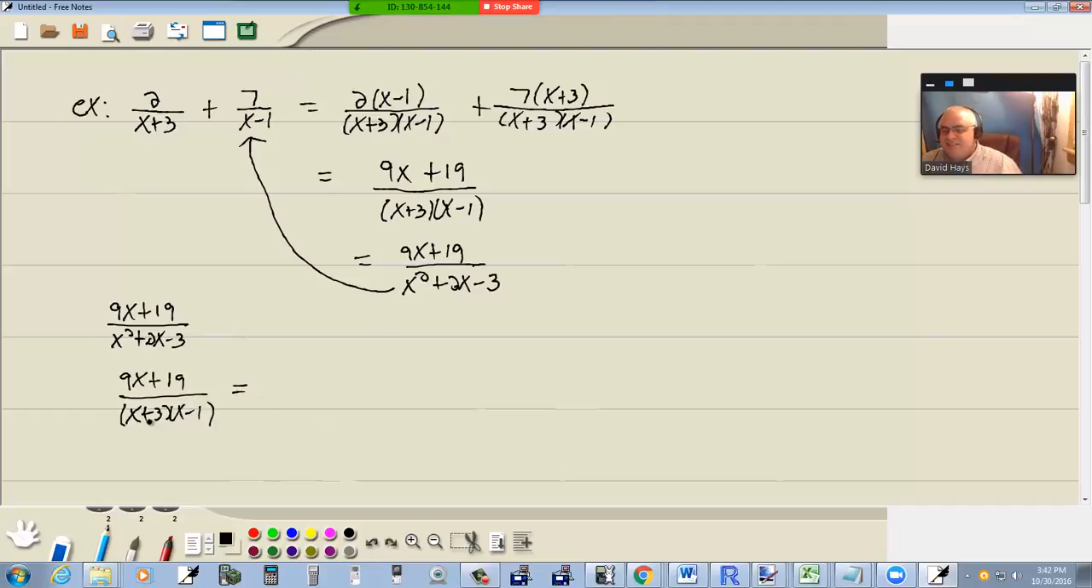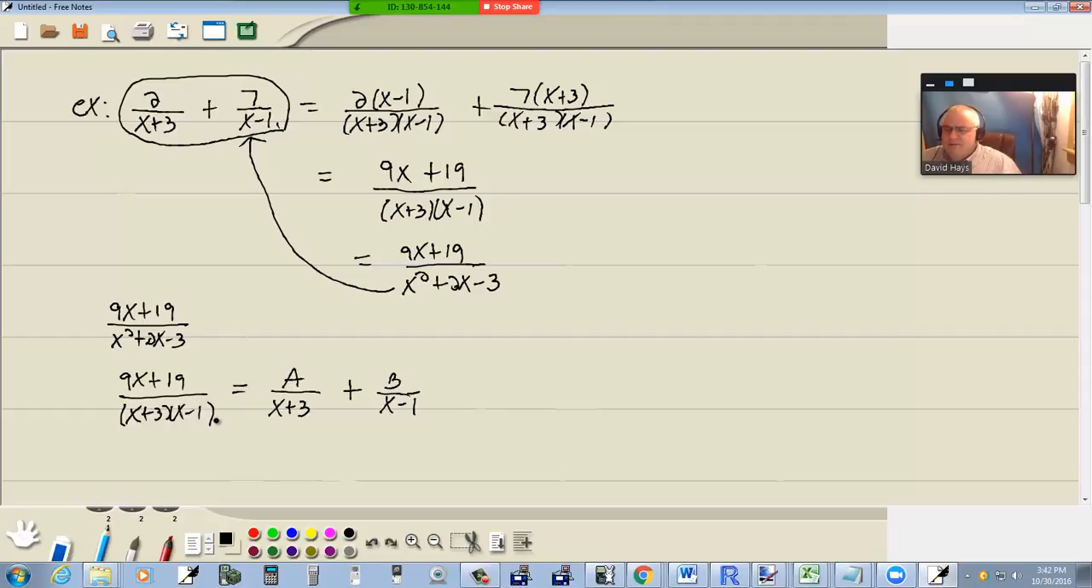Now since these are distinct, unique, different, linear factors, then I'm going to set that equal to a over x plus 3 plus b over x minus 1. So we want to split them into 2 separate fractions. The a and b represent numbers we don't know yet. I mean, we can look up here and see it should be 2 and 7. Well, we want to solve this.